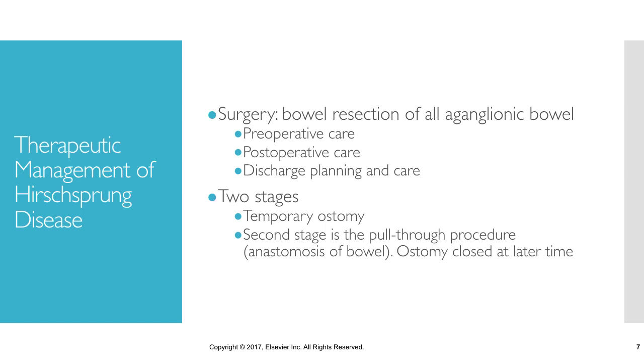And the second stage is a pull-through procedure where they anastomose the bowel together. So the area that had ganglion cells, maybe from the anus up an inch, they would take that and attach it to the area up higher where there were ganglionic cells and connect the two. Usually during that time, they connect that bowel, but they continue to have the ostomy initially. And then the ostomy is closed at a later time.